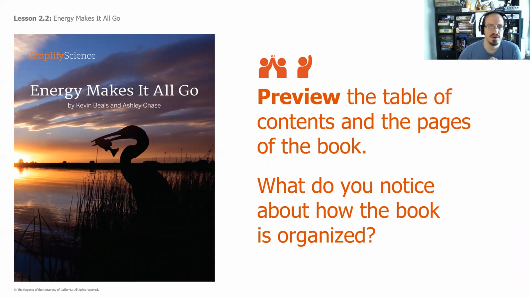So right now what you want to do is just take a quick look through the book, go through all the pages, and take a look at the table of contents first. What do you notice about how the book is organized? You should have seen that it has different sections about plants, herbivores, carnivores, omnivores, and decomposers. Think about what you might learn about energy by reading this book based on that organization.